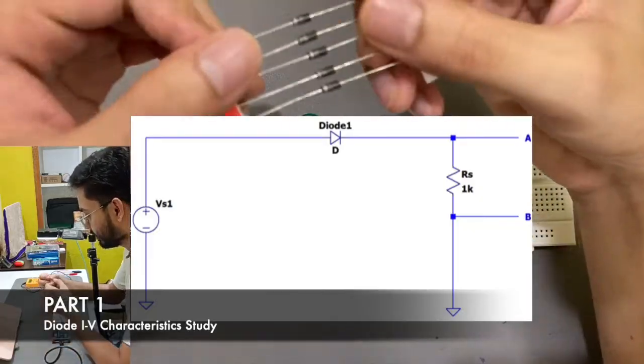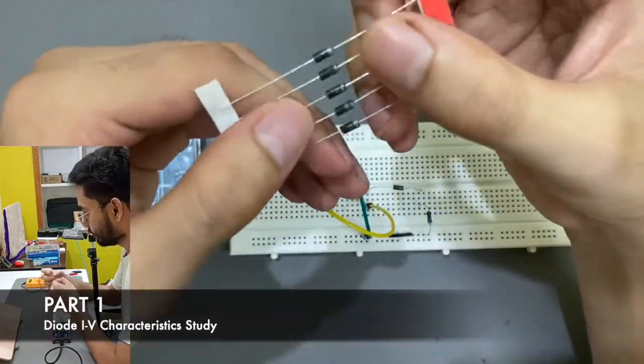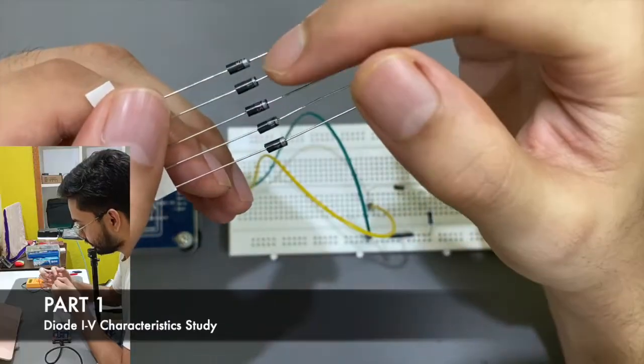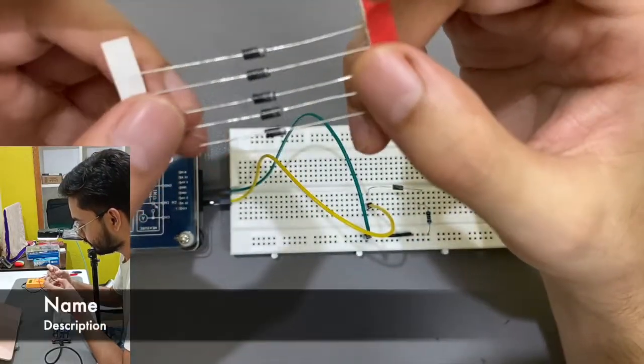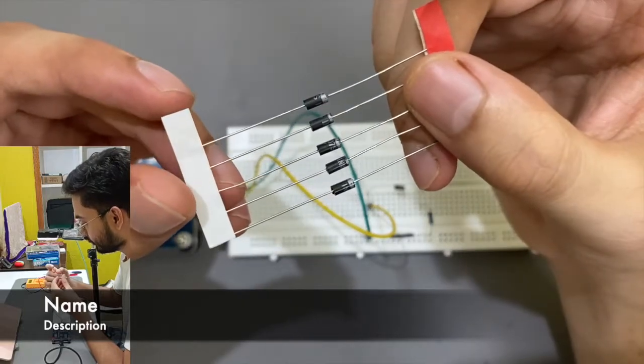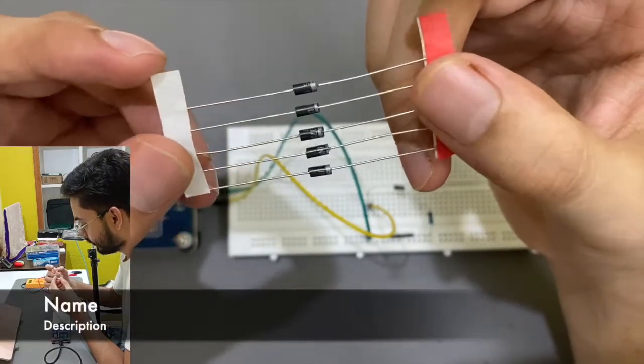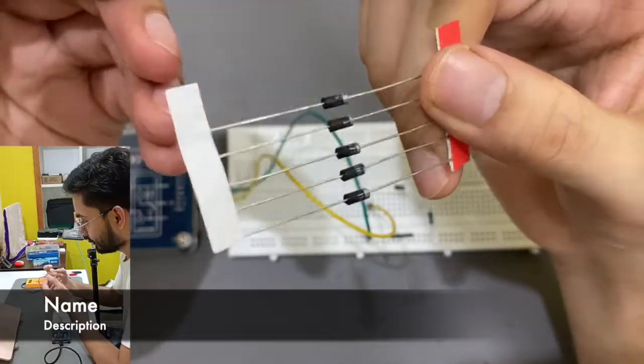In this circuit, I am using this kind of diode. In this diode, you can see there is a silver line on it. The silver line indicates that this pin is the cathode, which is negative, and this side of the pin is the anode, which means positive. And we know that a diode allows current to flow only in one direction. The condition in which it allows current to flow in one direction is called forward bias.